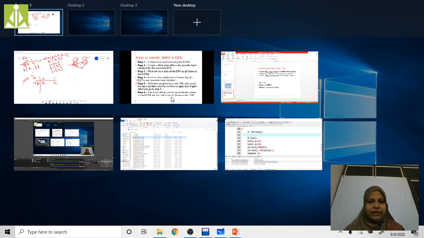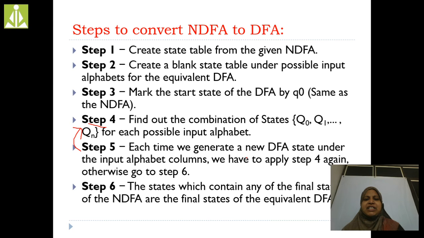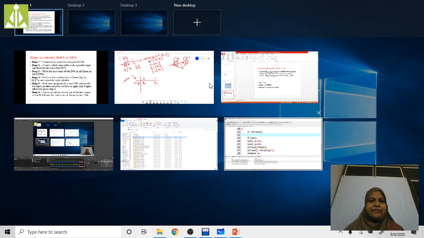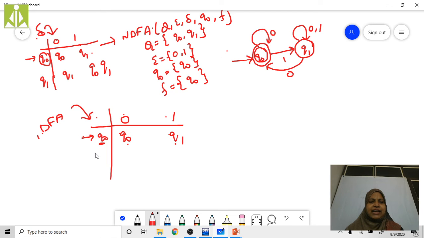Now step 5: each time we generate a new DFA state. In my example, which one is a new state? Q1 is a new state. Under the input alphabet column, we have to apply step 4 again. What is my step 4? Find out the combination of states. For the Q1 state, I have to perform step 4.